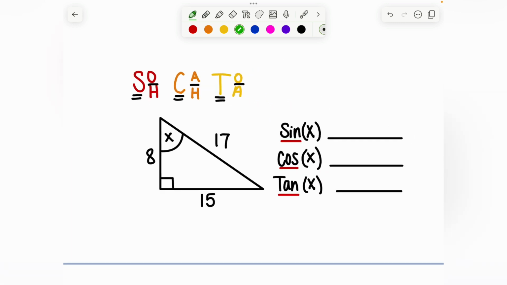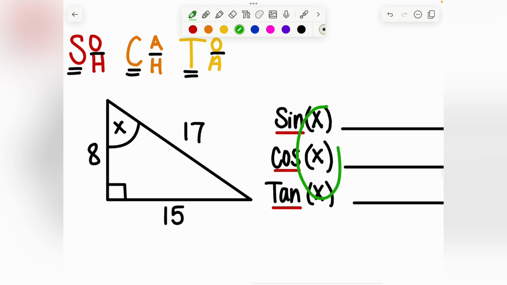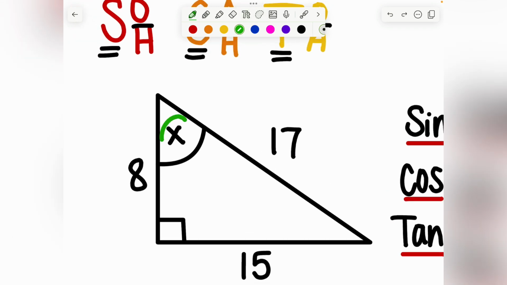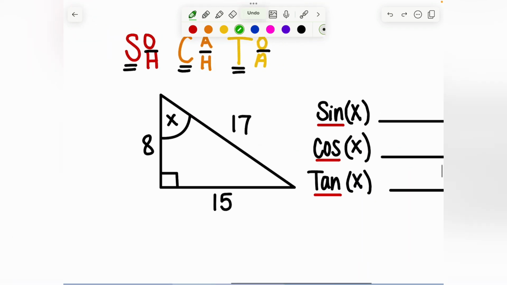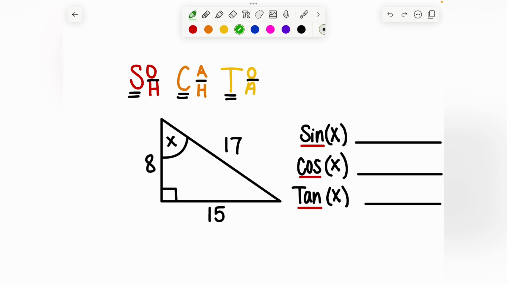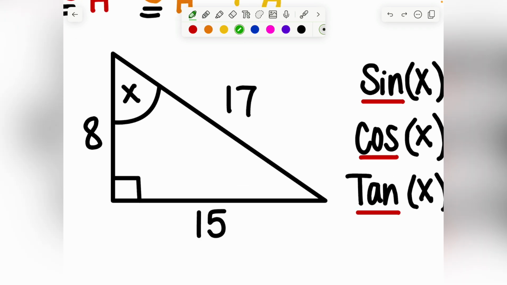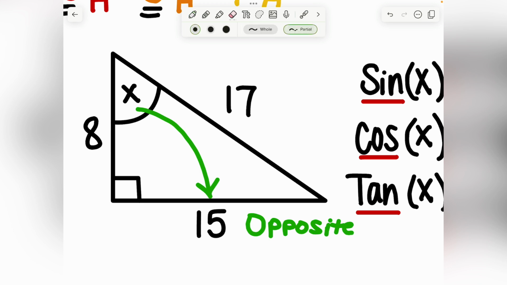We start by looking at the angle that we're talking about. In this problem, we're talking about angle X, which is right here. What we do is label the triangle based off of the location of that angle. Across from that angle is what we call the opposite side, but I usually just put an O.